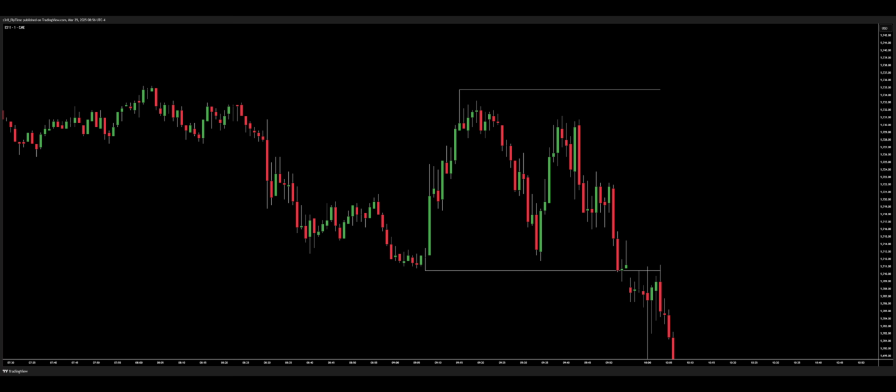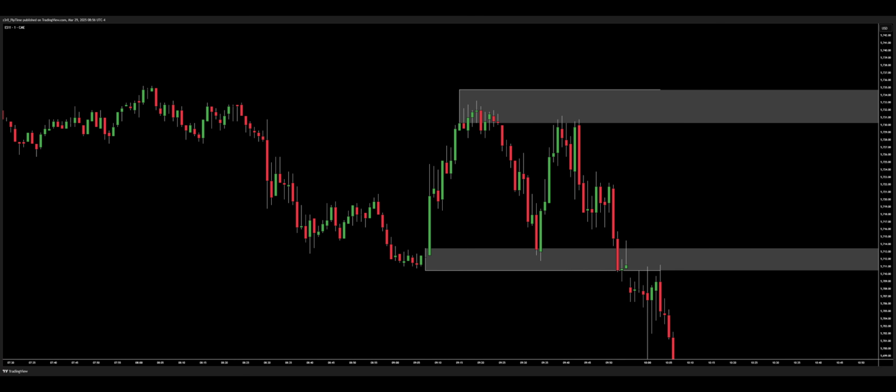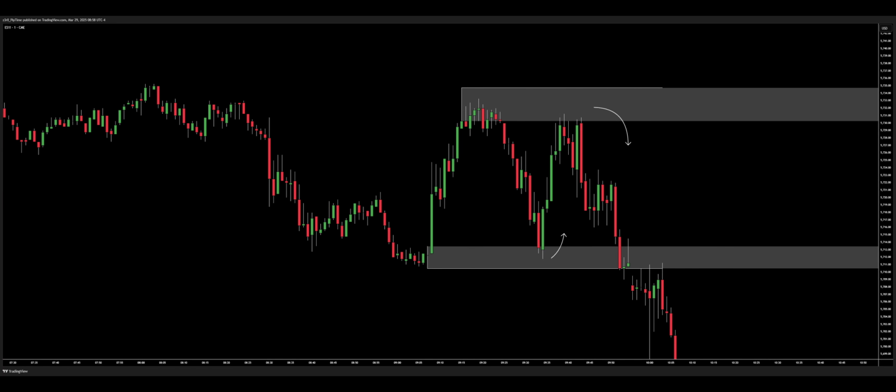I want everybody to start thinking in boxes. These boxes are going to be fortified with wicks being created at the top and the bottom of this range. This could be a wick that is around 25% the size of the body. It could also be an entire doji candle, as there is no body, so the wicks are represented as one individual candle. And we're going to use price reacting from these zones at the edges of our boxes to get our entries.